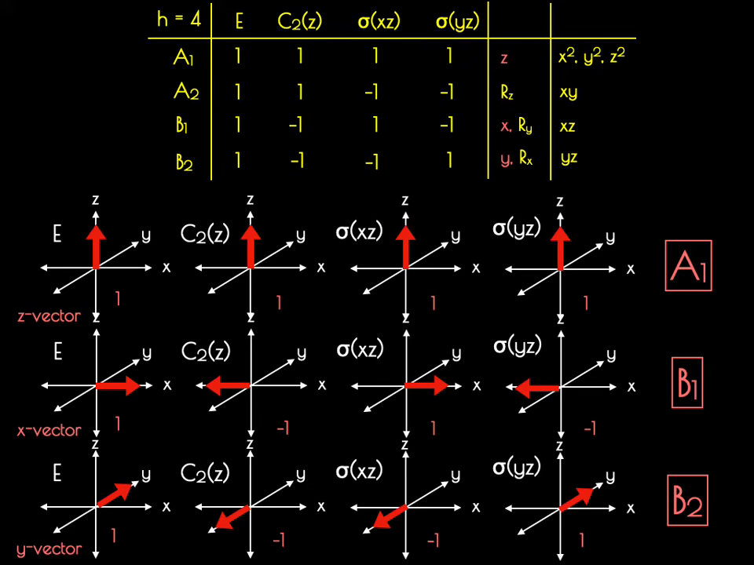Relating this back to chemistry, something to note is that your p orbitals will transform in the same way that your z, x, and y vectors transform under that particular group. So the py orbital, for example, transforms as b2 under C2v symmetry.